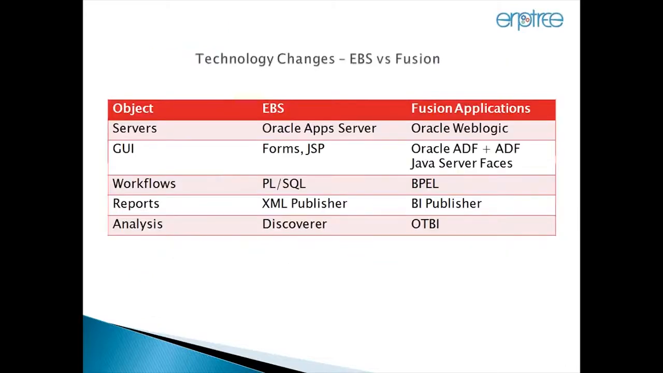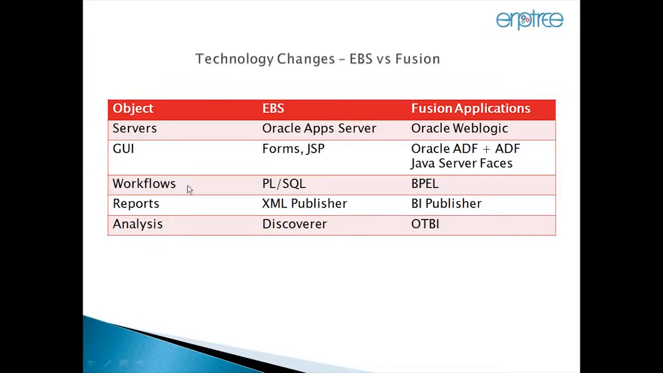And now let's look at a few terminologies by comparing with EBS. Say GUI, graphical user interface. In the EBS case, we have forms, about 90% in the form of forms. And for the rest, say in EBS, bank account creation, supplier creation, customer creation, we have web pages which we call JSP, Java Server Pages. But in case of Fusion applications, they all are ADF pages, okay, ADF pages.